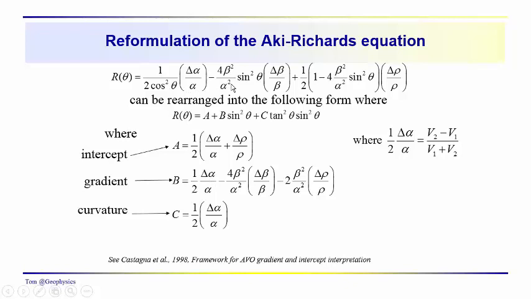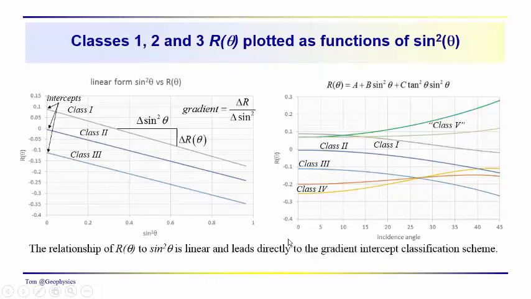Now here we're just taking a kind of close-up look at the Aki-Richards formulation, and we have it in this general form, where R of theta is equal to A plus B sine squared theta plus C tan squared theta sine squared theta. So this would be the intercept, the zero offset reflection coefficient. This would be the gradient, and A, B, and C are defined down here. We talked a little bit about that, and again we talked about this general form of the notation that you see not only in Castagna's work but in others as well.